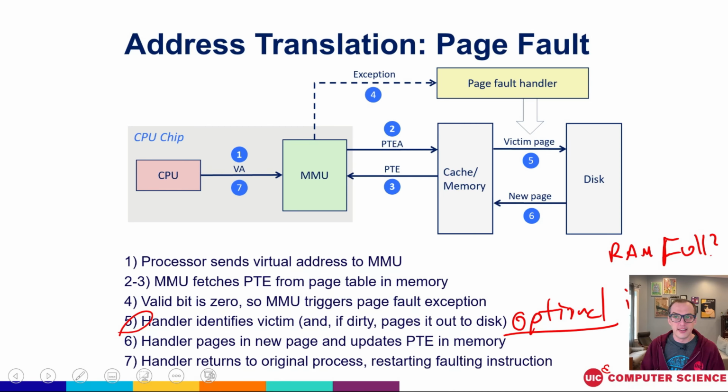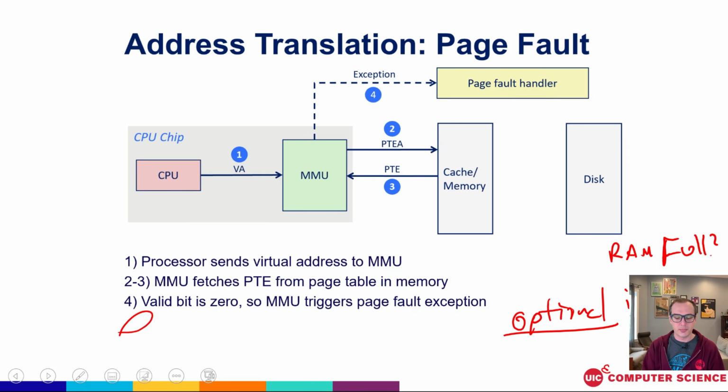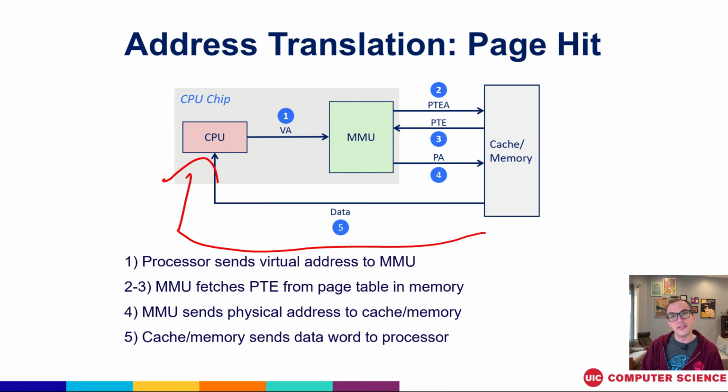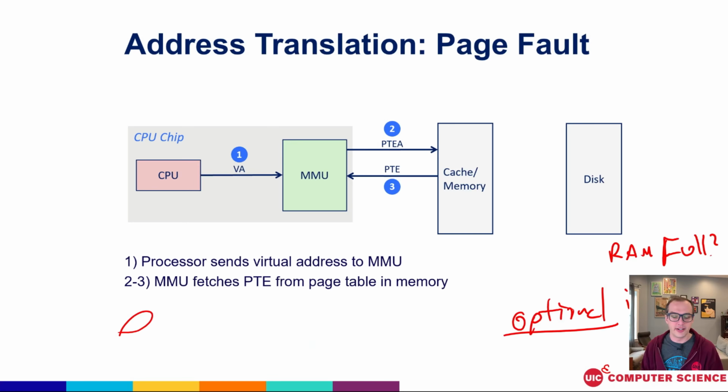So finally, the page fault handler is going to finish doing this fixing. It's going to restart that instruction that had faulted in the first place. Then we're going to go back through the page hit process that we saw in the previous slide. The MMU is going to find a valid page table entry, and it's going to do whatever instruction it was, do the load, do the store, whatever it needed to do there.